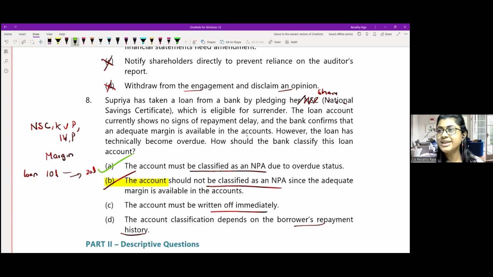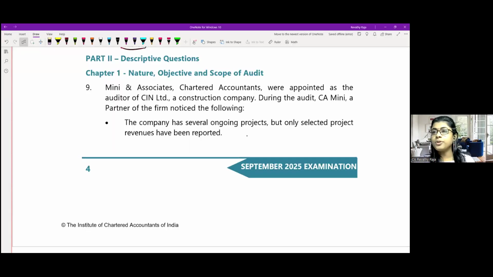So guys, take rest for 2 minutes. The time is up. Go back. Let's start with the descriptive.